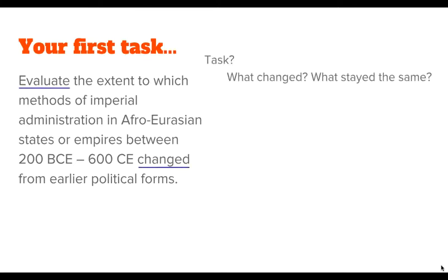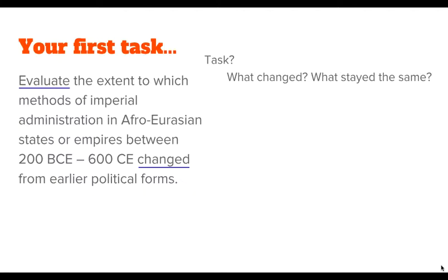So the first thing I want to draw your attention to is the task itself, the question that's being asked. And if we were to rephrase this prompt as a question, it would sound something like this. What changed and what stayed the same in the methods of imperial administration in Afro-Eurasian states or empires between 200 BCE and 600 CE?